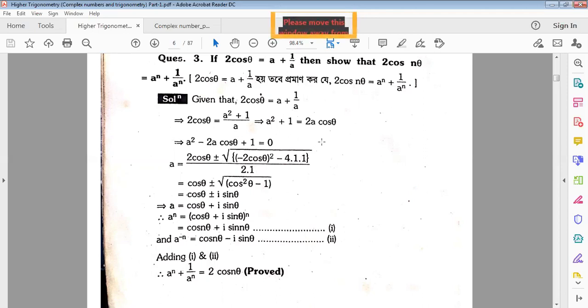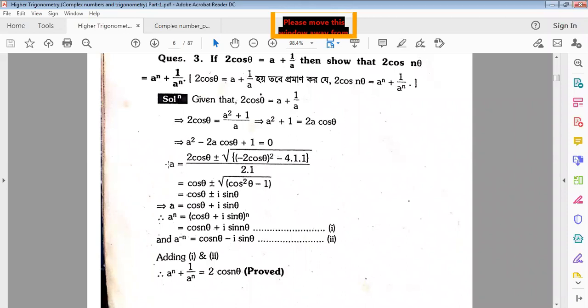For the quadratic x square plus bx plus c equal to 0, we are solving with the formula. a equals to minus b. Minus b means the coefficient of this, 2 cos theta. So 2 cos theta plus minus square root of b square, which is minus 2 cos theta whole square, minus 4a. Here a means the coefficient of a square, only 1, and c means the constant term, the last one. Then divided by twice a, where a means only the coefficient of a square. Understand this?